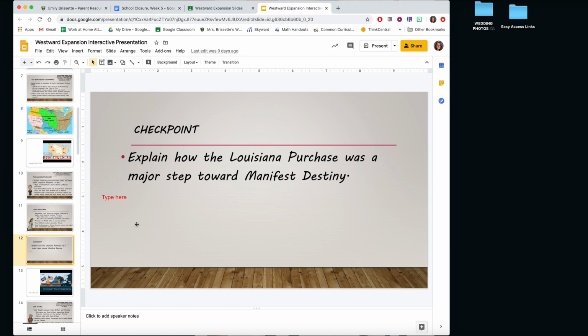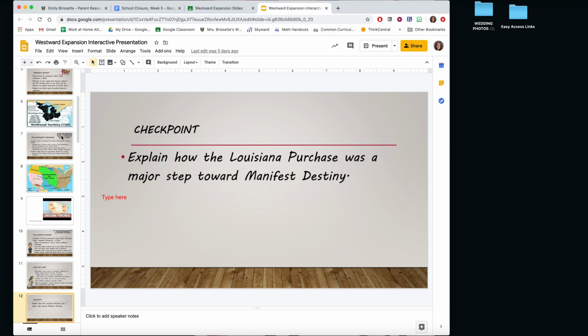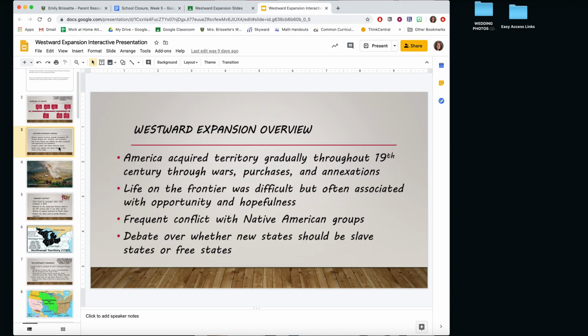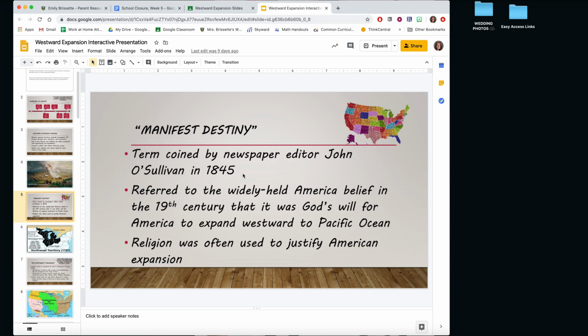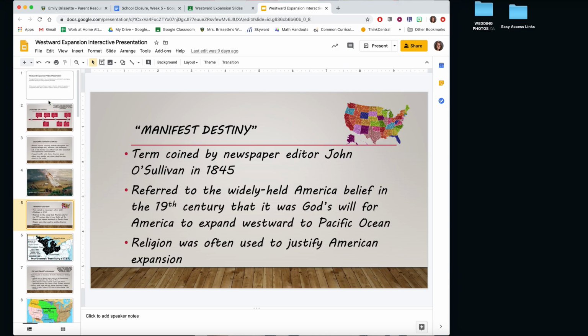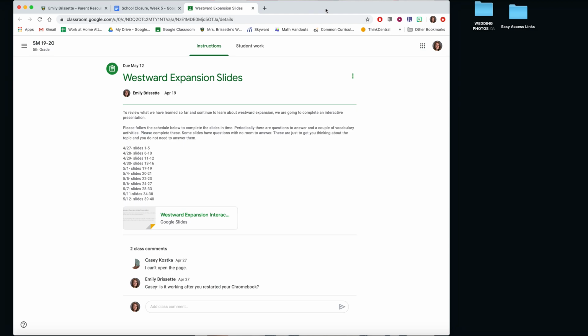This should be answered in complete sentences as you explain how the Louisiana Purchase was a major step towards Manifest Destiny. And if you're like, Mrs. Brissett, I don't remember what Manifest Destiny is, you can scroll back up here to the Manifest Destiny slide. You can also look back at our Manifest Destiny assignment as well, because we did a whole assignment about it. Okay, I think that's all I have for you.